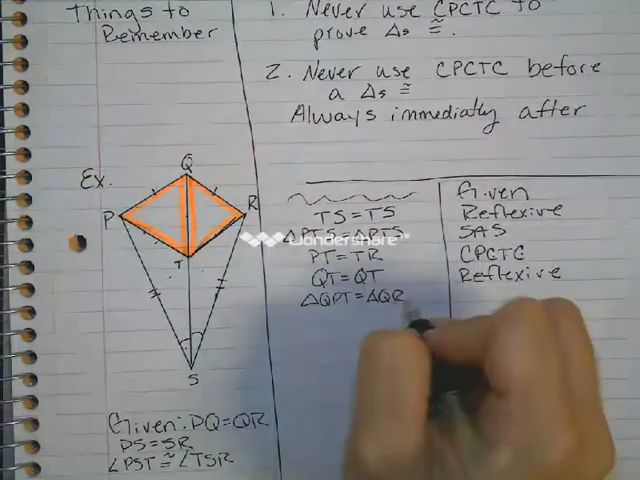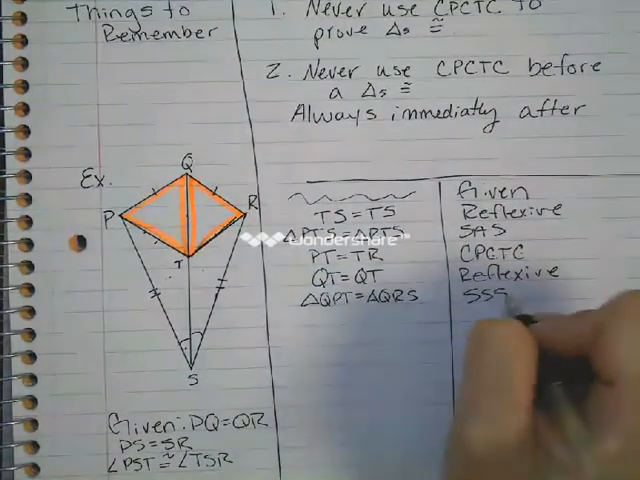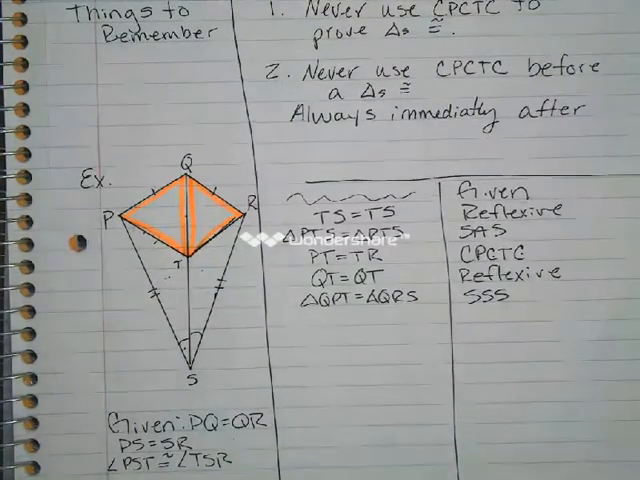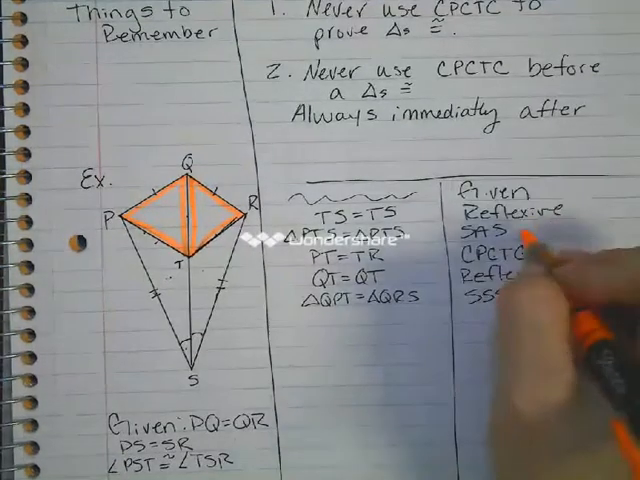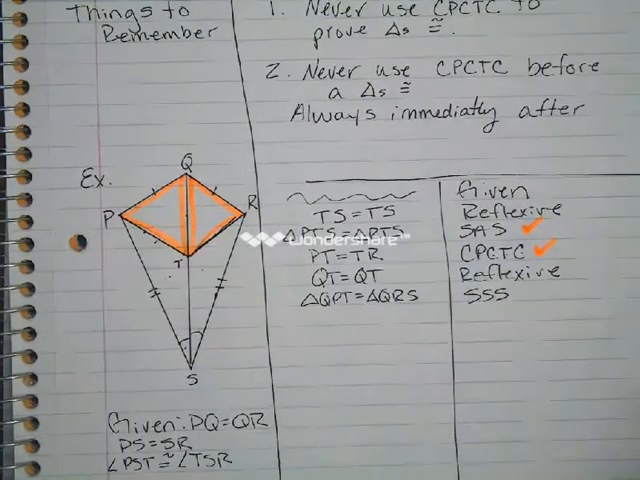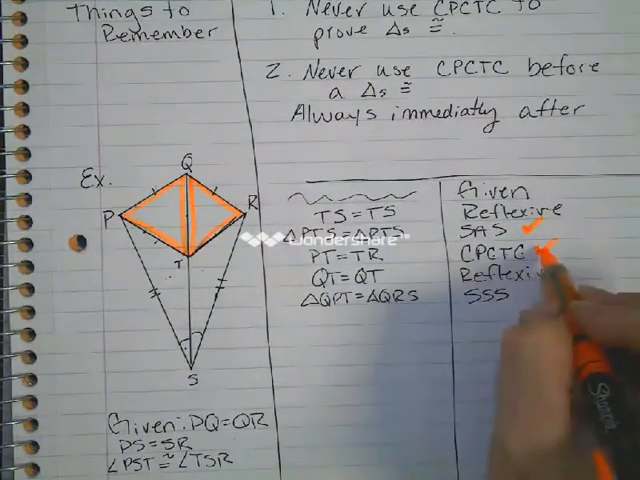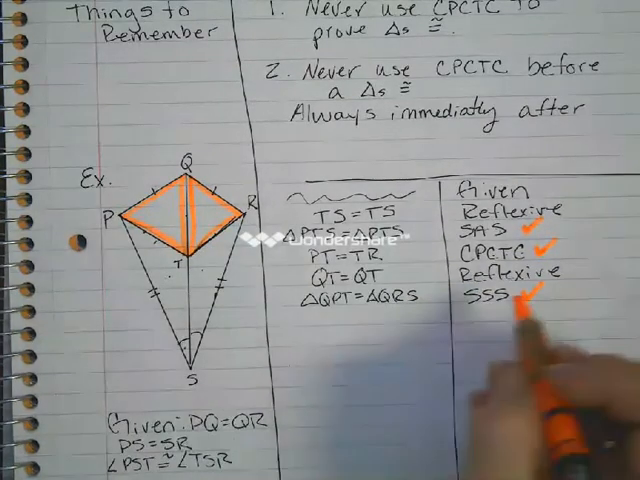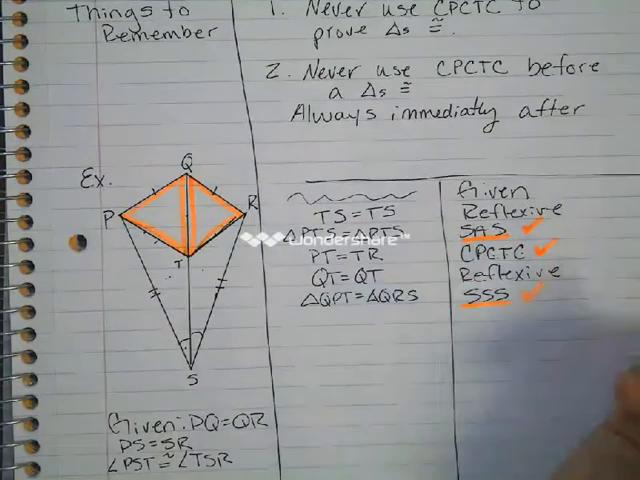So notice in these proofs, most of the ones you're going to do today are going to be like this. You're going to have a triangle congruence theorem. You're immediately going to use CPCTC, and then that is going to give you enough information to prove another triangle congruent. So notice we have two congruent statements with CPCTC in the middle. That's what all your proofs are going to look like. Let me give you one more example.